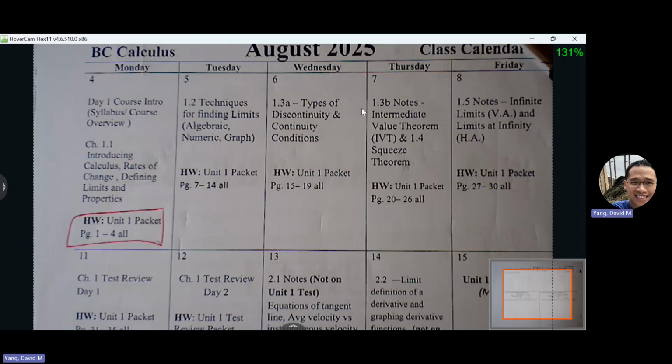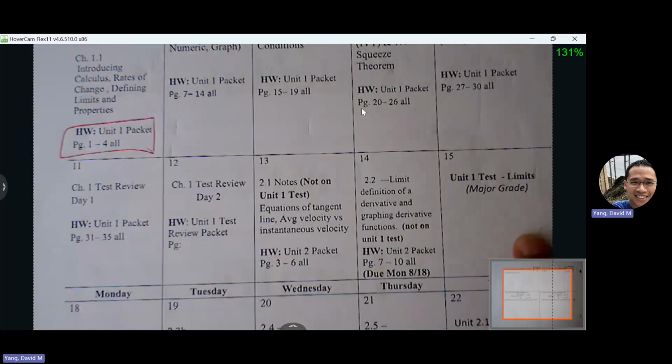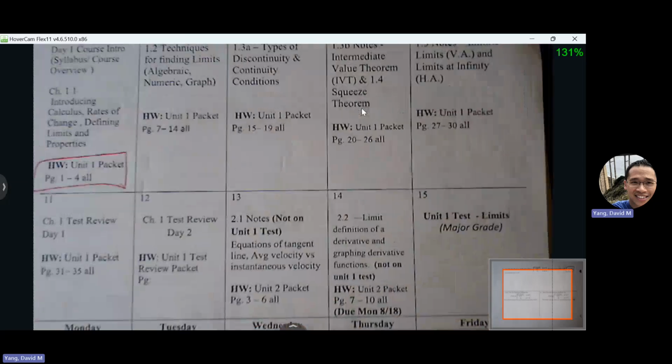Okay, your homework tonight: continue with your packet, pages 15 through 19, all. And we're still on track to be able to finish all of our new content by Friday. And then next week, we'll start review Monday, Tuesday, but our test won't be until next Friday, giving you some extra days to review.